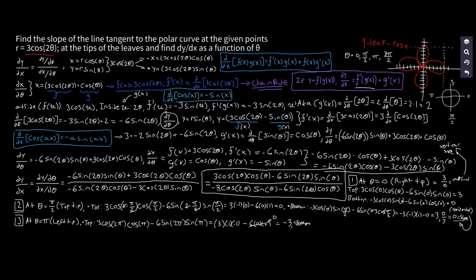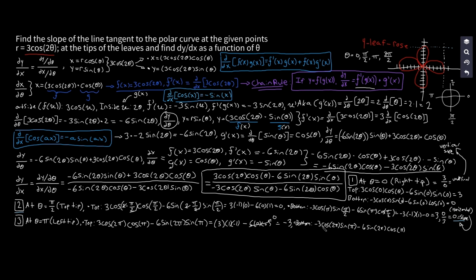This is the denominator here. So it's going to be -3 times cosine, times 2 times pi, times sine of pi, minus 6 sine of 2 pi, times cosine of pi. All right. Well, sine of pi is 0.